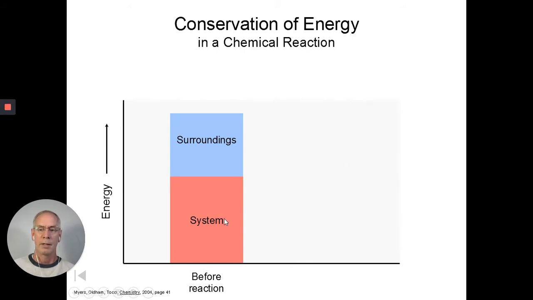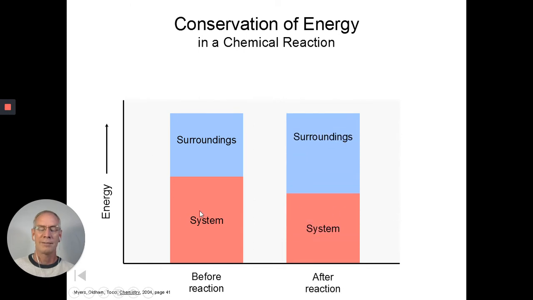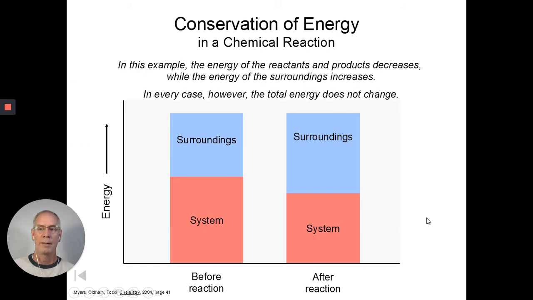Let's try another example. In this case, here we are before the reaction. The reaction occurs, and now the system has less energy. So the system has released energy to the surroundings. This is an example, of course, of an exothermic reaction. So the energy of the reactants and products, see how they went from here down? They decreased. But the total energy is still the same.